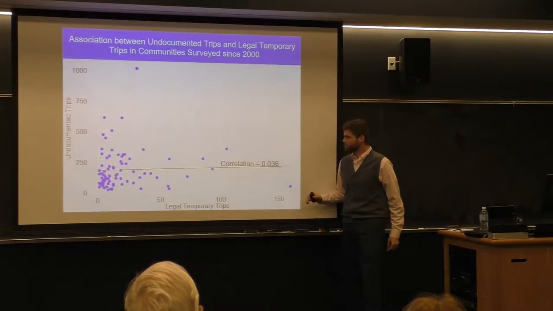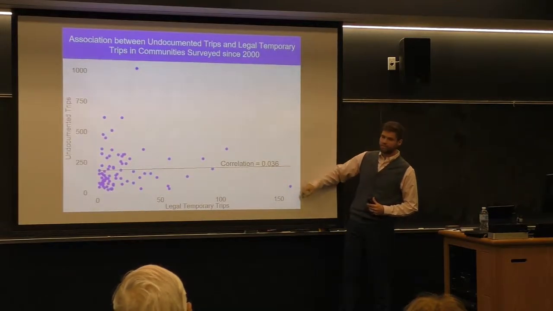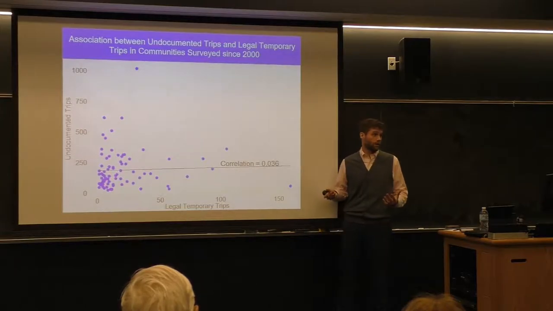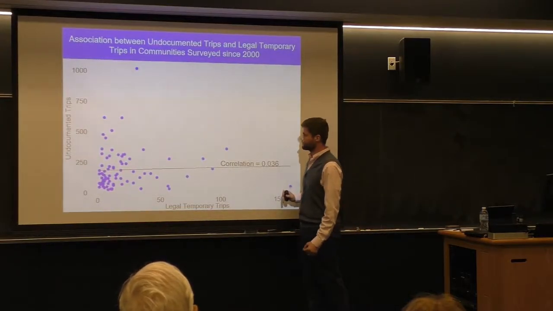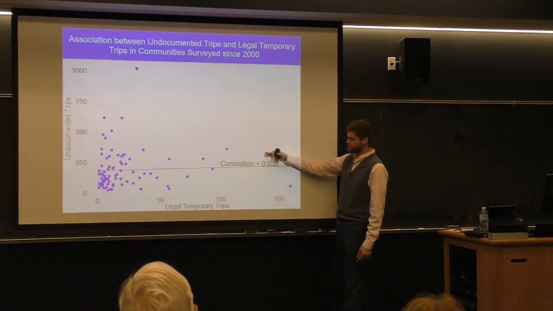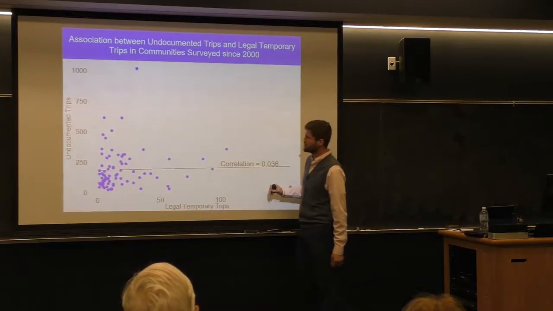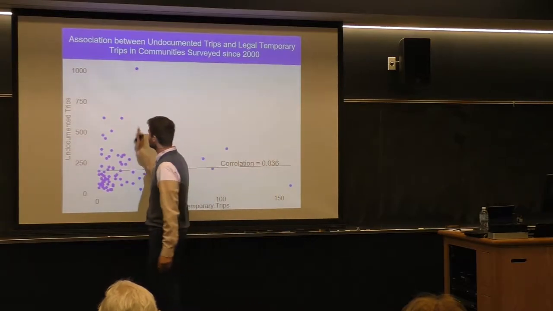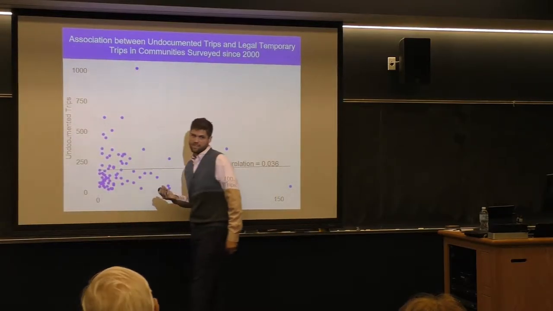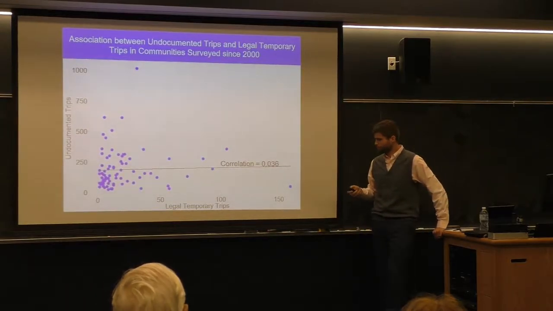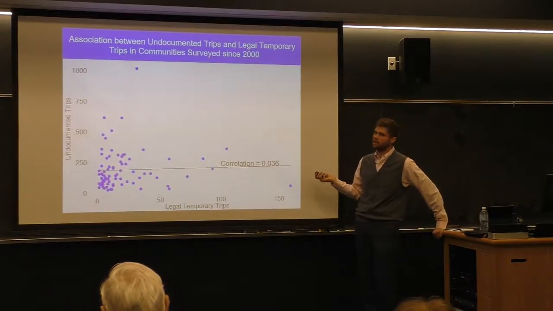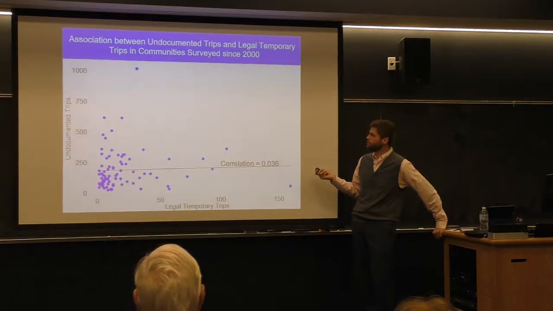I think it's particularly noteworthy that the outliers, the communities that develop a really large level of one or the other, also tend to have really low levels of the other. So the communities with the most guest worker migration tend to be relatively low along this line. And in particular, the communities with really high established patterns of undocumented migration have quite low guest worker migration. So descriptively, there's not a lot of evidence of correlation.